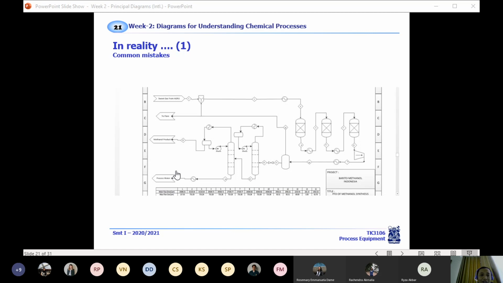Can anybody help me? Anybody can help me? What is the common mistake in this PFD? Or I will ask by selecting.